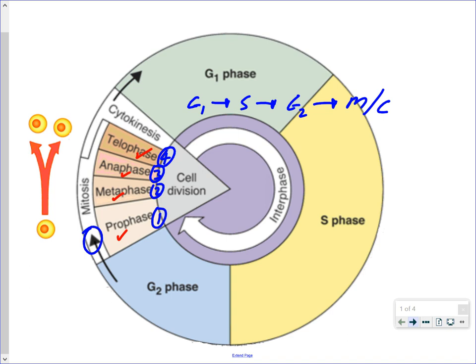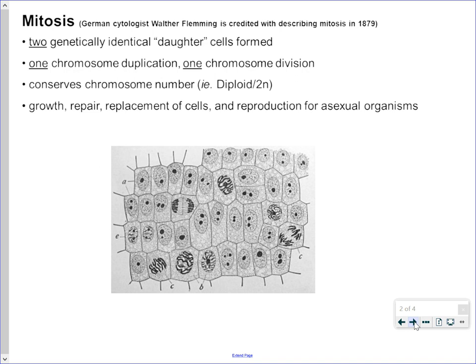So let's take a look at the events that are going on with this process of mitosis, and overall, what does mitosis accomplish? So the point of mitosis is to produce two cells, and these cells are genetically identical cells referred to as the daughter cells. So we start with one and we get two. Before the cell division does take place, we do need to duplicate the chromosomes. Again, that is during S of the cell cycle, and we do that only once. So we duplicate the chromosomes once, and we split up the chromosomes once.